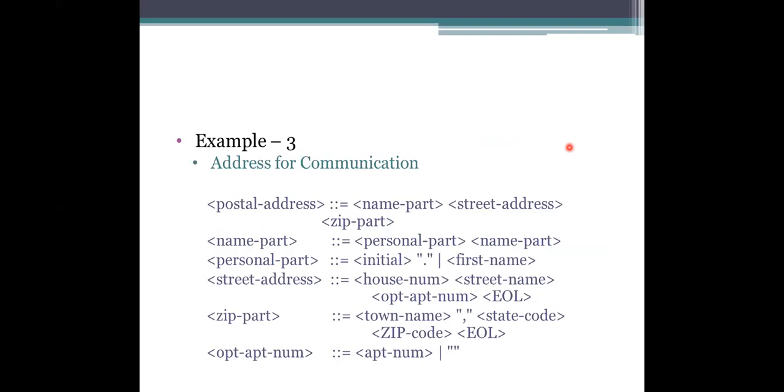This is also one example for the postal address: name, partner, person. That is a person first part, second part, and the street address, house number, street name, apartment number, and then next town name, state code, and the zip code. So these are the examples we are having for the processing of these grammars which use syntax testing.